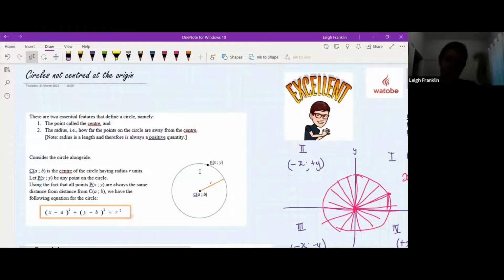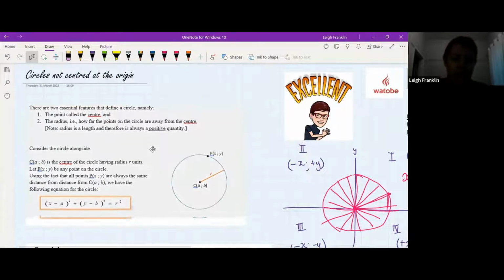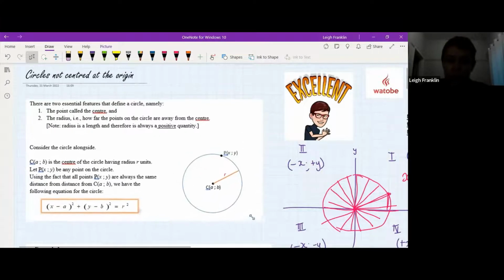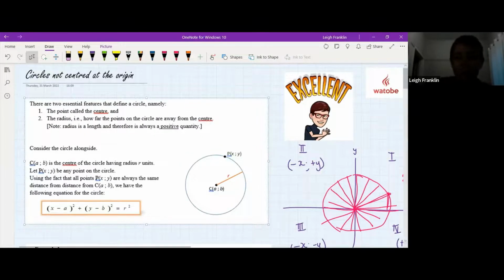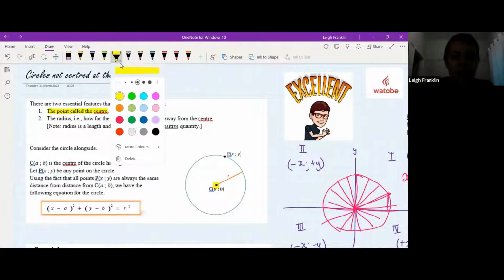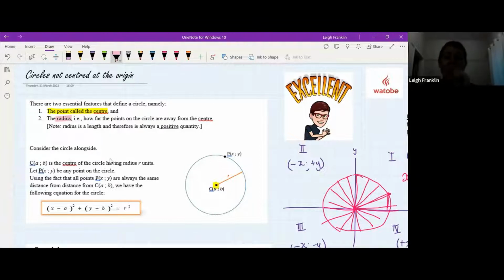So there are basically 2 essential points that define a circle. The first is a point that we refer to as the center, which I'm highlighting in yellow over there. And then it is also defined by the radius. The radius is essentially how far away a set of points are from the center. They will all be the same distance, and that is referred to as the radius.